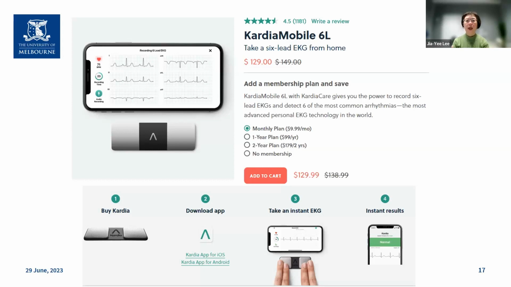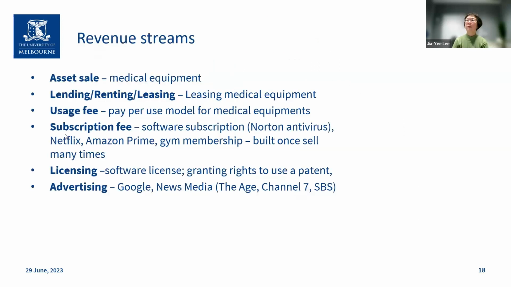Xbox is an example where you might have the hardware there, but where is the company making money? It's the ongoing selling of the software products. Subscription models are very similar in that regard. So there are many ways to get that revenue stream, but I always think the subscription fee is much more attractive to investors, because they can say, oh, this is an ongoing revenue stream, as opposed to a one-off sale item of a medical equipment.